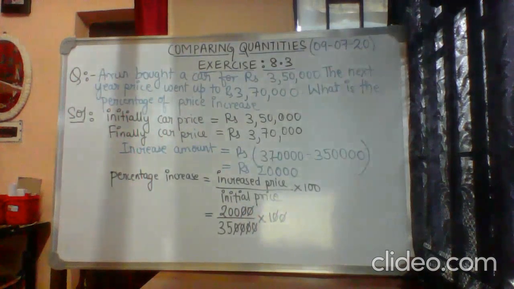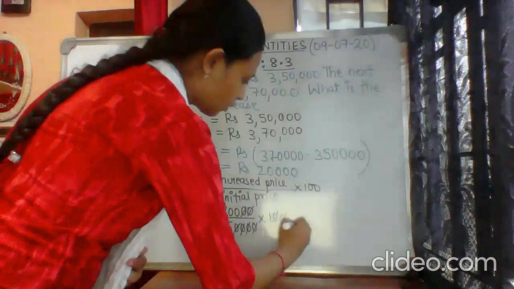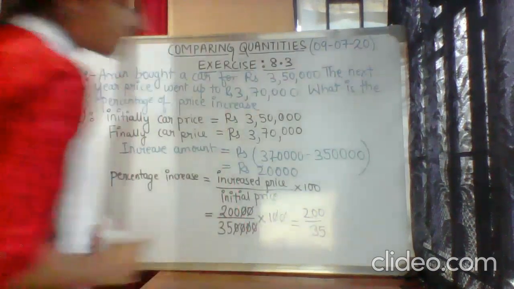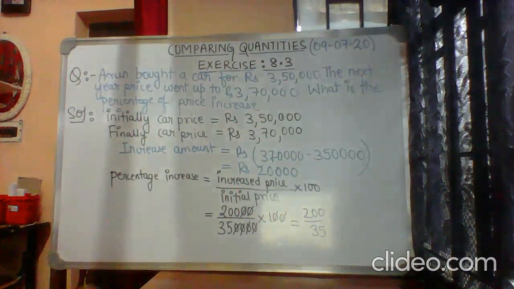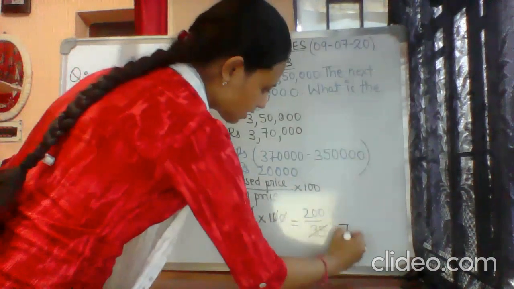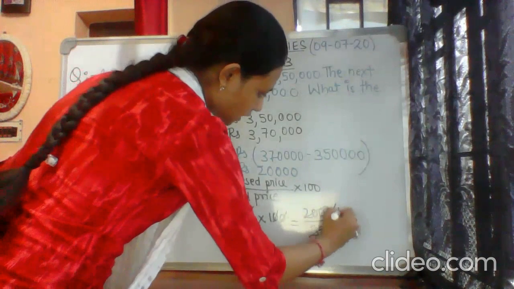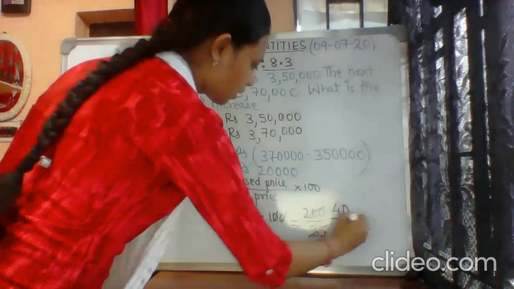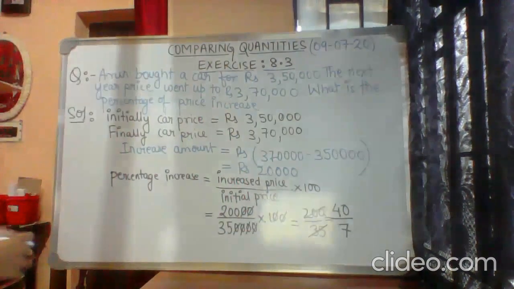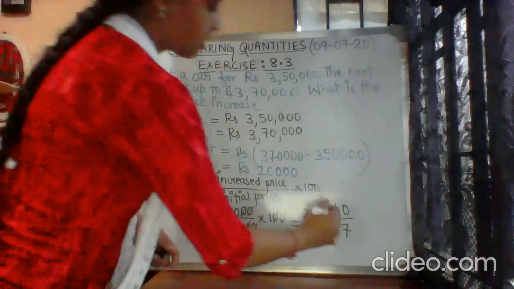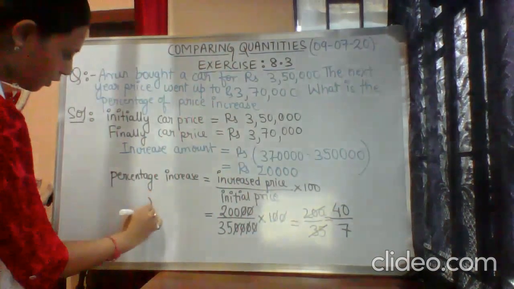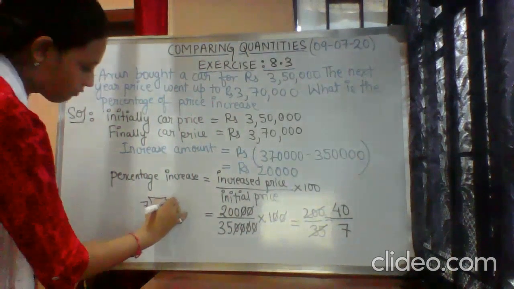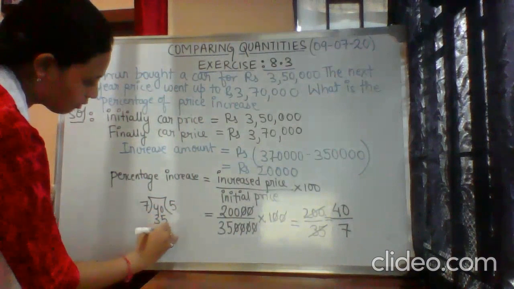Okay. Now coming 200 by 35. 200 divided by 35. Cancelling in the table of 5. 5 7s are 35. 5 4s are 20. 0. Okay. 40 by 7. Now you divide 40 by 7. How much will it come? You do by yourself. We can do here. 40 divided by 7. 7 5s are 35. Remainder will come 5.